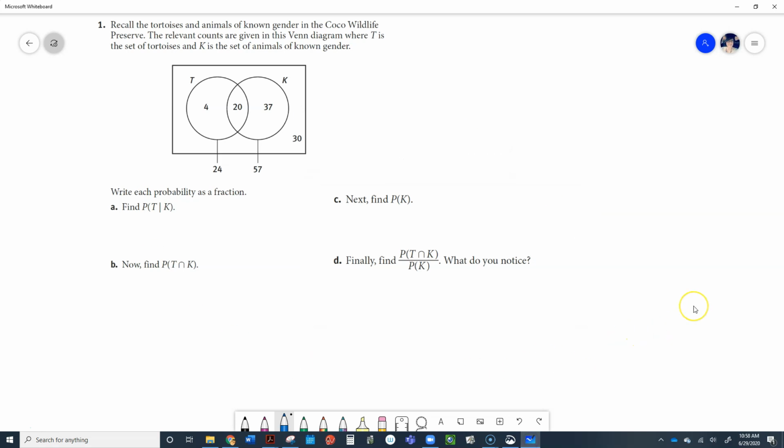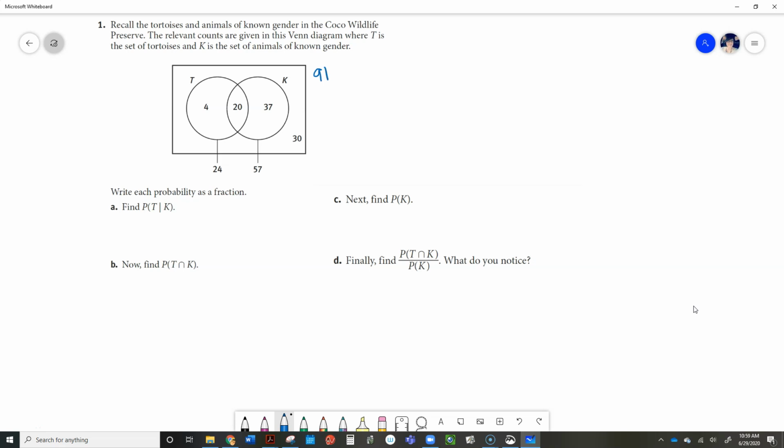I've copied the work over here for problem number 1. It was on a couple of different pages. So, notice that they have tortoises again and the known gender. Notice that they've got the number of tortoises total down here and the number of known gender total down here. I believe there was a total of 91. Is that right? If we do 4 plus 20 plus 37 plus 30, yeah, that's a total of 91. So inside this Venn diagram, there's a total of 91.